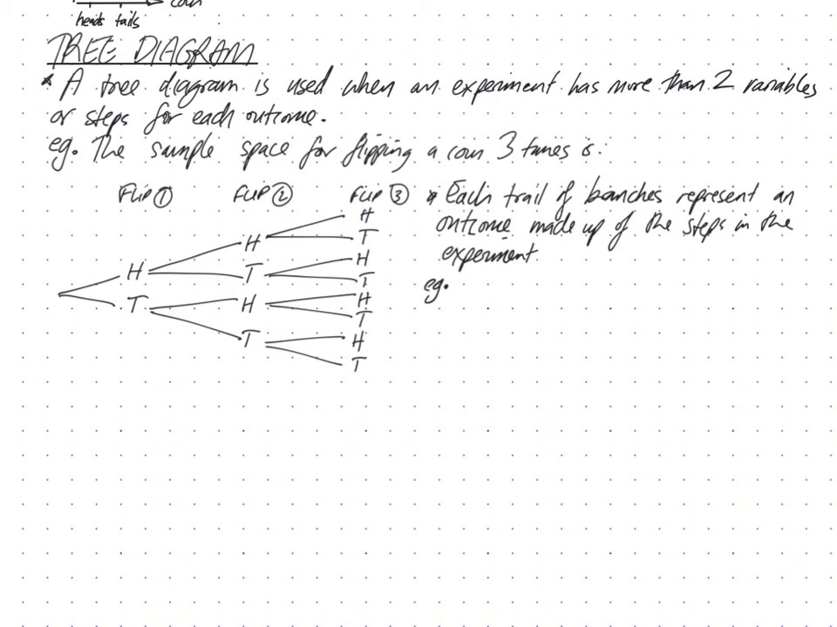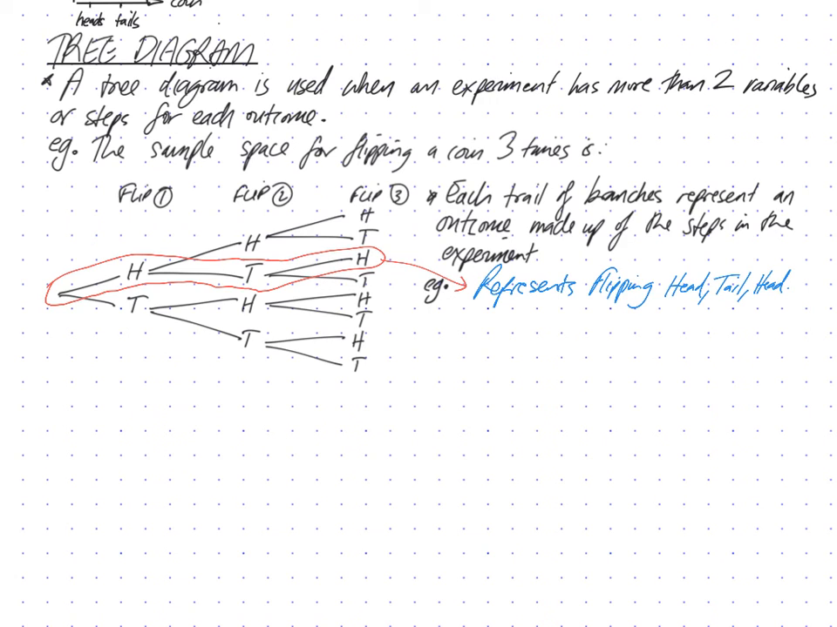So let's just look at one set of branches. If I was to look at this trail here, that trail there, what does that represent? It represents flipping a head, and then a tail second, and then a head last. So that's how you read a tree diagram and draw one. And hopefully that helps you out, and I'll see you in the next video.